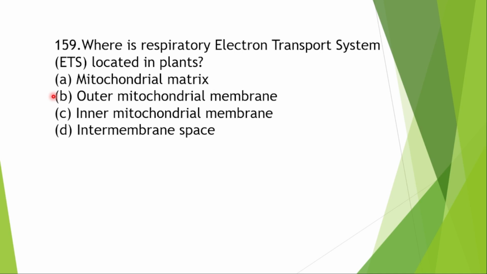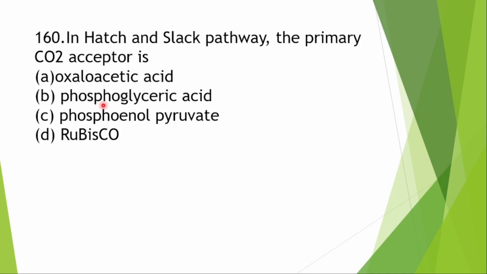Next, 159. Where is the respiratory electron transport system, that is ETS, located in plants? Mitochondrial matrix, outer mitochondrial membrane, no. Inner mitochondrial membrane, yes. C is right. 160. In Hatch and Slack pathway, the primary CO2 acceptor is oxaloacetic acid, phosphoglyceric acid, phosphoenol pyruvate, rubisco. So here the right option is option C, phosphoenol pyruvate, PEP.